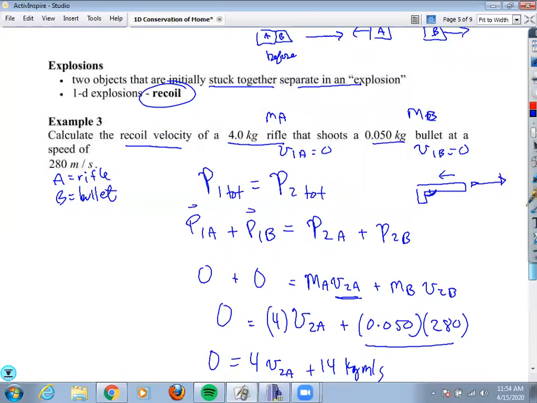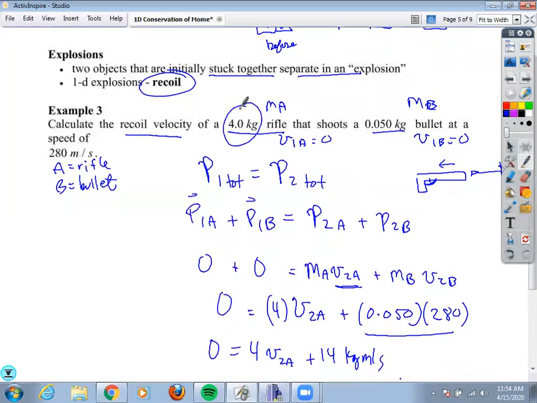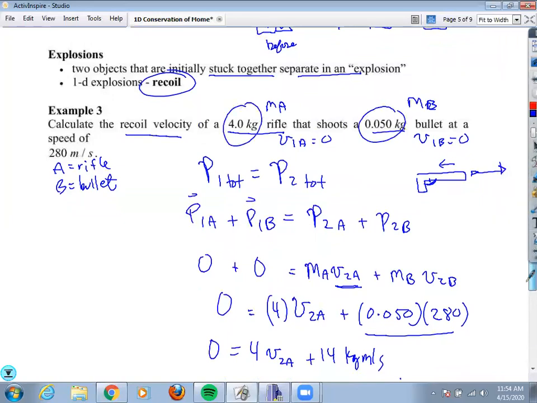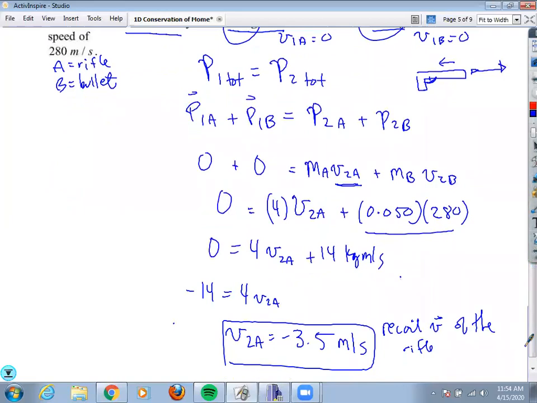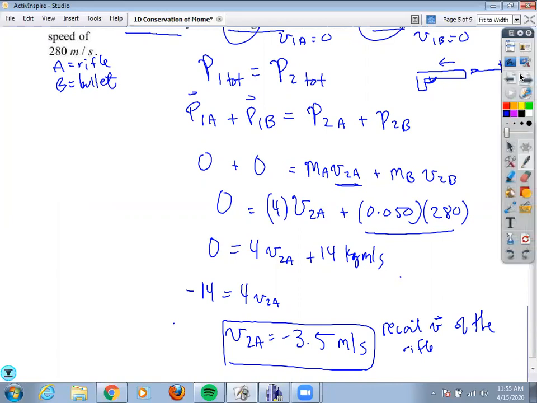The rifle moves so much slower because its mass is way larger than the bullet. But that is still significant. And if anybody's ever shot a rifle, you'll notice that it does push back into your shoulder. And that's because of the law of conservation of momentum. So those are our 3 examples.